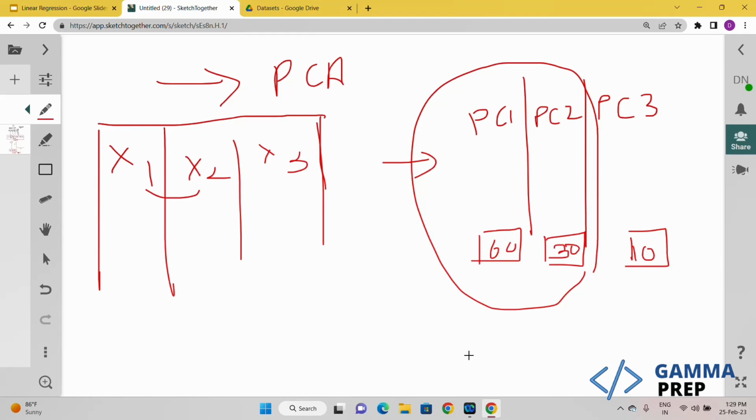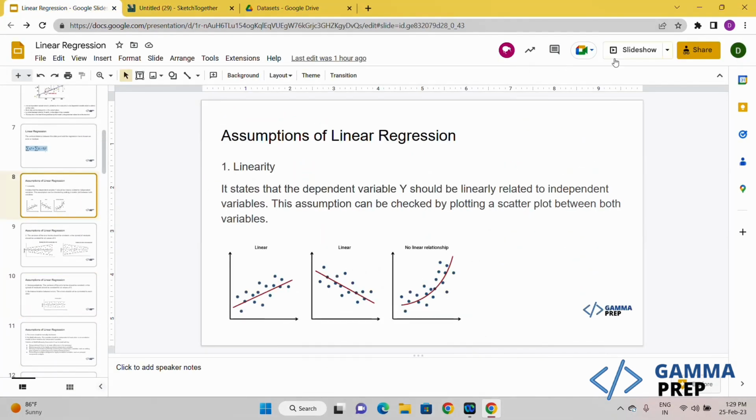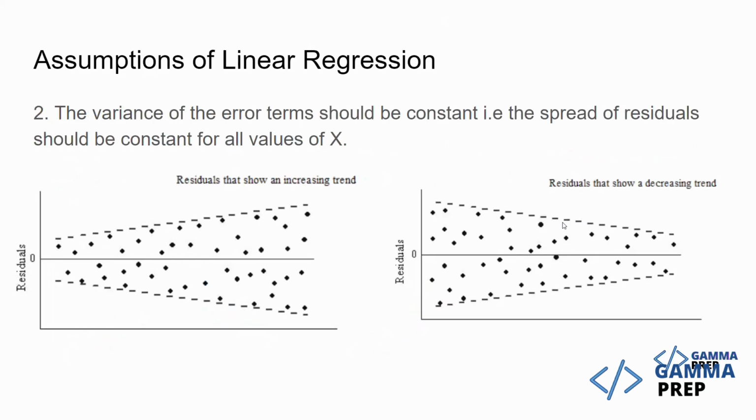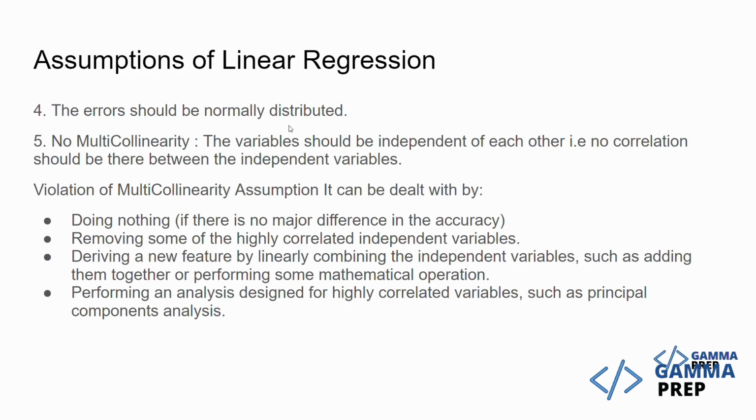Okay, so these are the 5 assumptions of linear regression. Let's revise them. First is linearity, that is, your y should be linearly related to your independent variables. The second is that the residuals should have constant variance, also called homoscedasticity. The third is that the errors should not be correlated to one another. The fourth is errors should be normally distributed. The fifth is that the independent variables should actually be independent, with no correlation between them.